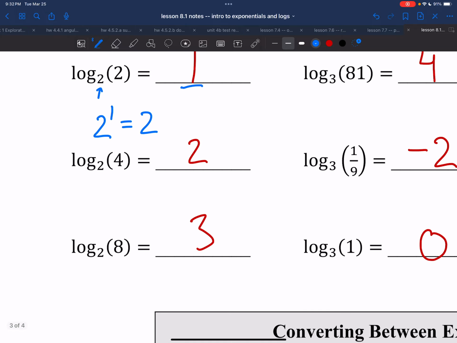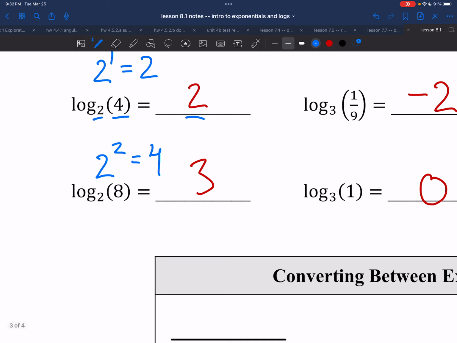On the next example, the base 2 to the power 2 is 4. Log base 2 of 8 is 3 because 2 cubed is 8. You see, the base of the logarithm is the same as the base of the exponential. The power is what the logarithm is telling you. The logarithm of that number is the power. The number inside is the result of raising the base to that power.